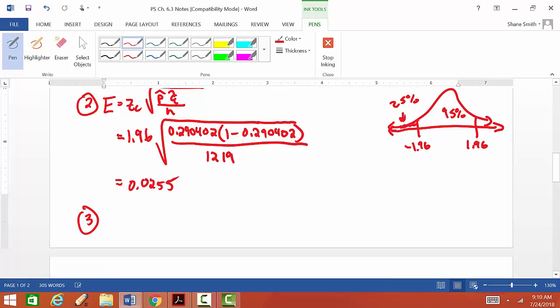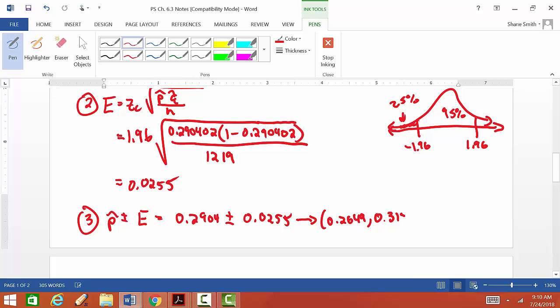And the third and final step is to take p hat and add and subtract the margin of error. So that's 0.2904, I'll just round to 4 decimal places at this point, adding 0.0255, and subtracting 0.0255. And when you do that, you get 0.2649 and 0.3159 after adding and subtracting those numbers.